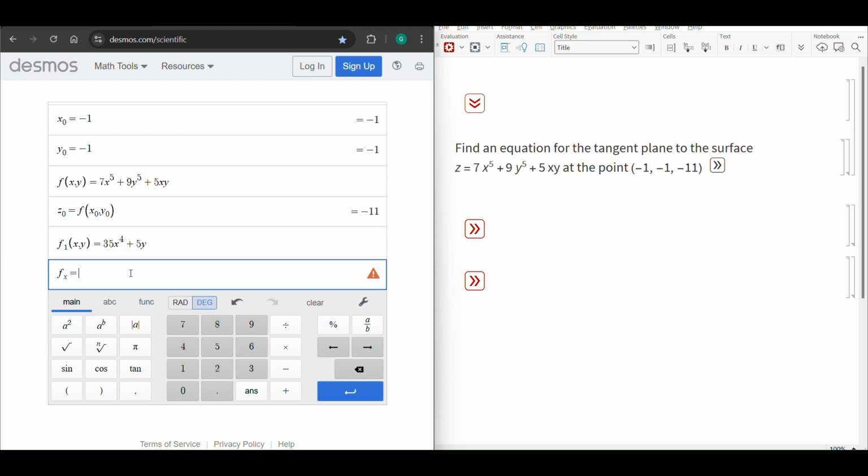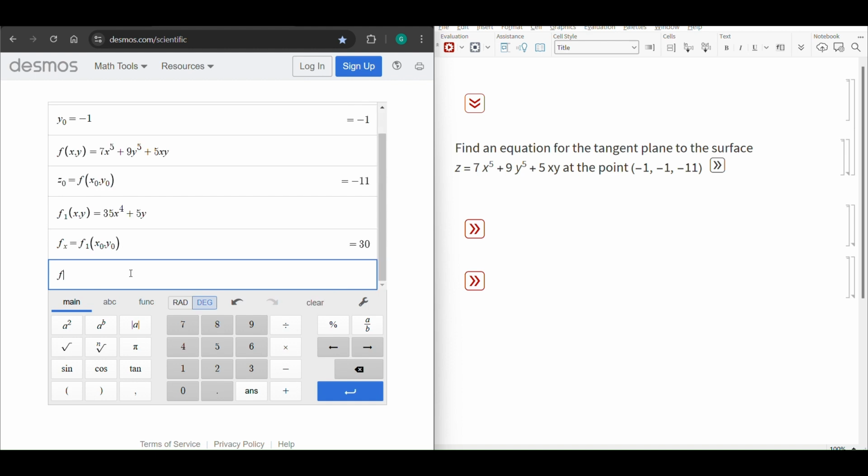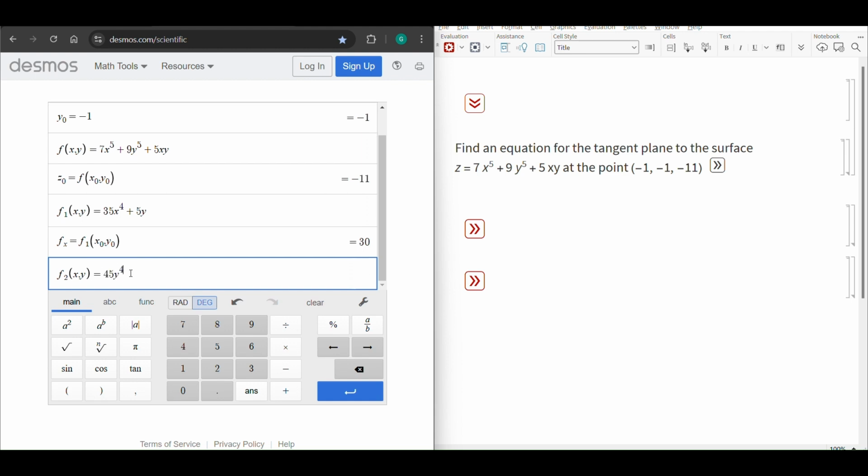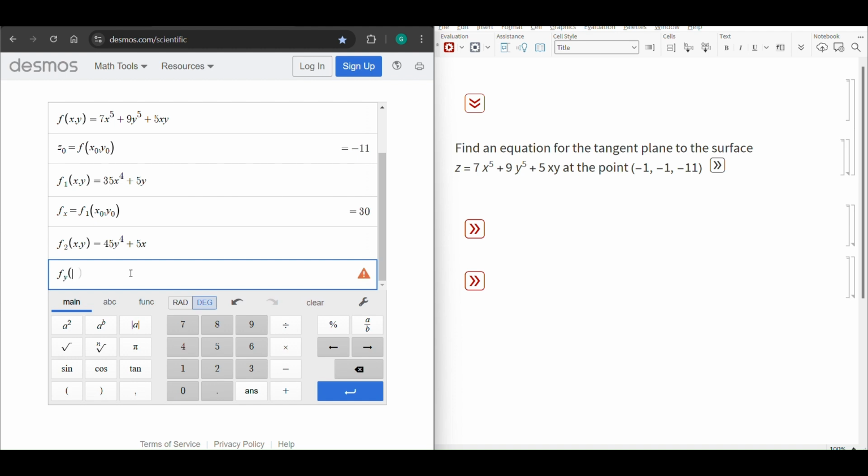Now I can do fx equals f1 evaluated at x naught, y naught. And again, if you're new to this, you're going to have trouble writing things out correctly, so take your time. I promise you it gets faster and faster, and when you're all said and done, it's a faster process. Do the same thing with y now. f2 equals 45y to the fourth plus 5x. So now our partial derivative with respect to y is evaluated at x naught, y naught. Sorry, it's going to look a little messy me writing this out, but I'll get it right.